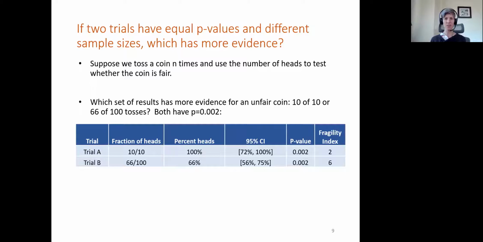For testing a single proportion, we have a coin toss experiment. We toss a coin n times and use the number of heads to test whether the coin is fair. So suppose you have 2 different trials, 2 different coins, A and B. Coin A had 10 heads in 10 tosses. Coin B had 66 heads in 100 tosses. They have the same p-value, but coin A has a much larger effect size and confidence interval farther away from 50%, but it's more fragile. So which coin do you think is more likely to be unfair?